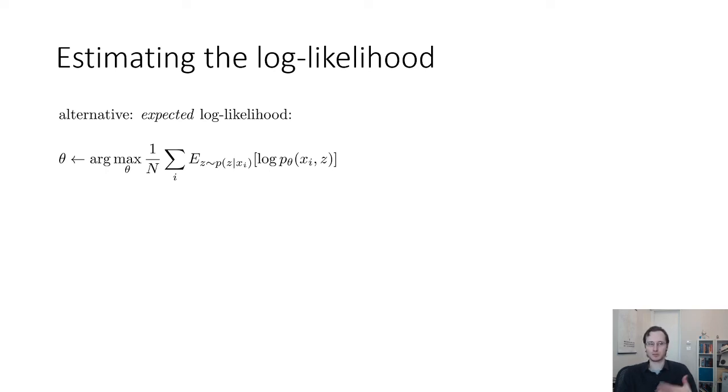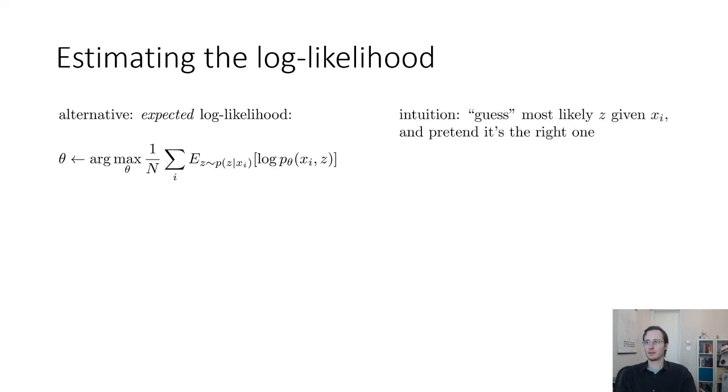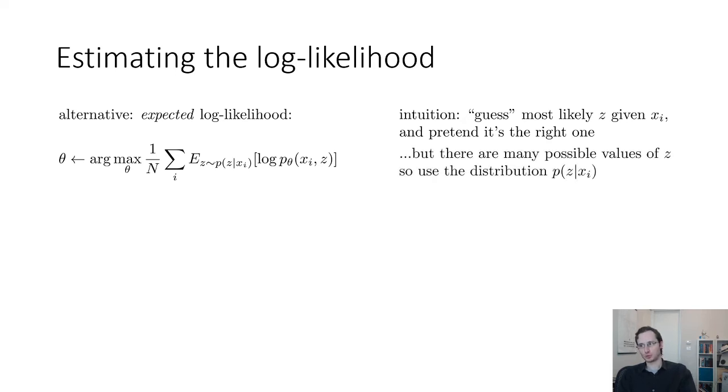And it makes a lot of sense. You're essentially saying your data set doesn't have z's, so let's guess the z's, fill them in, and then train the model that way. So the intuition is you guess the most likely z given your x and pretend that it's the right one. But there are many possible values of z, so you actually use a distribution, p of z given xi.